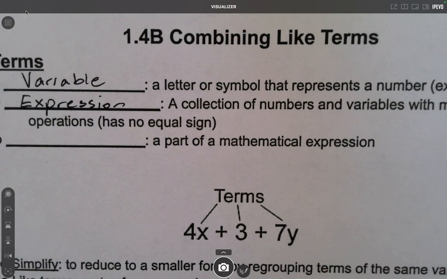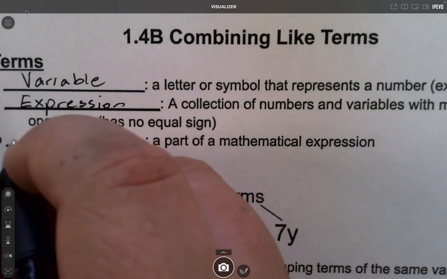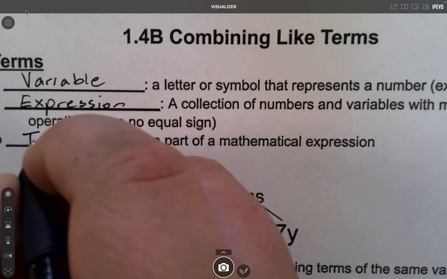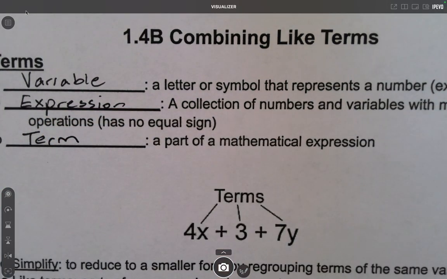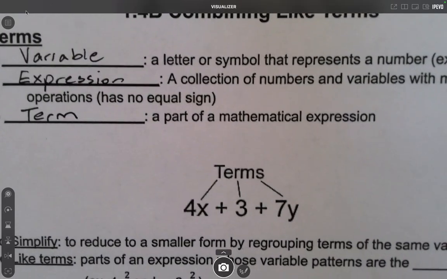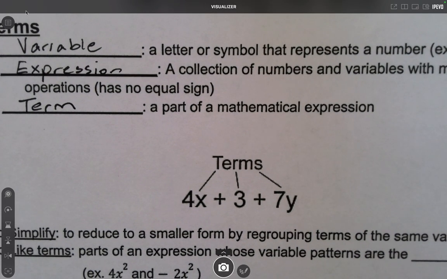And then the individual pieces of the expression are called terms. So a term is a part of a mathematical expression. That's why I put this down here, just to make it clear what the terms are. So this expression has three terms. The first one is 4x. The second term is 3. The third term is 7y. Each of these individually represents a different term.